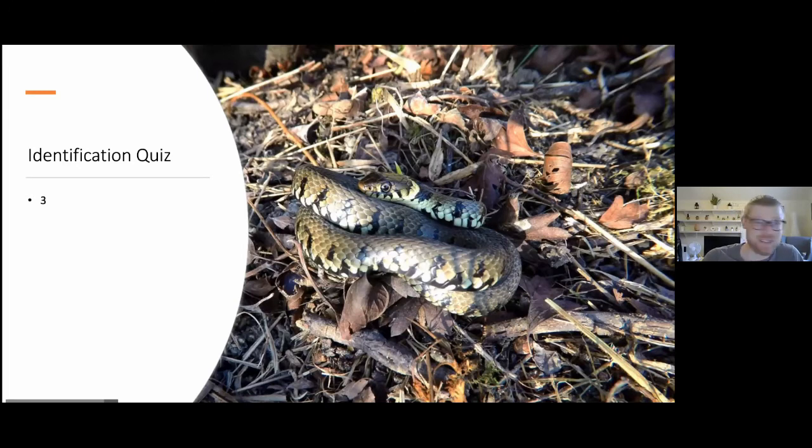Normally you won't see all of those features, by the way. Most of the time you'll see a flash of something and you'll just have to do your best to try and identify what species you've got.